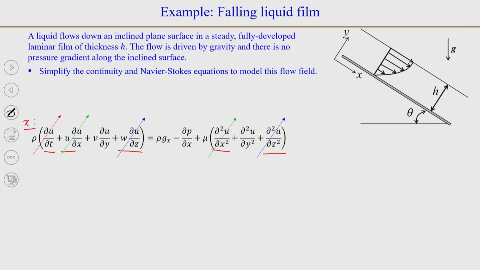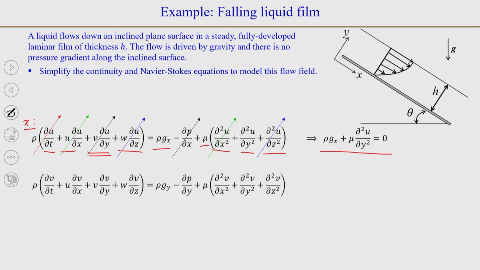So, all the derivatives with respect to z are 0. Now, we know that v is equal to 0. So, this term is 0 and we can simplify this term. So, we are left with one term which is rho g x and another term which is mu multiplied by dou 2 u by dou y 2. So, the x momentum equation simplifies, having only two terms.